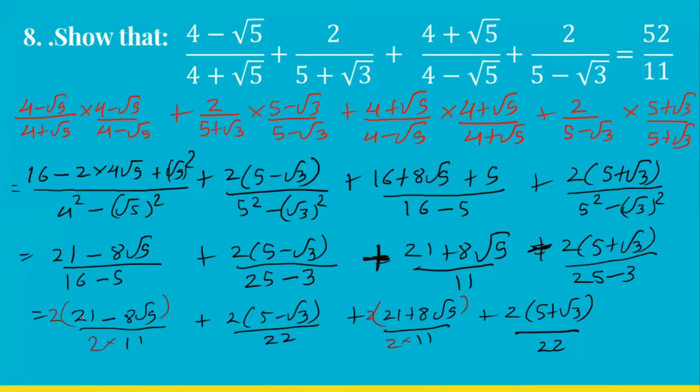So when I do this, I find this as 21 into 2, I'm getting 42 minus 16 root 5, plus 2 5s are 10, minus 2 root 3, plus 2 into 21 is 42, plus 8 root 5, plus 2 5s are 10, plus root 3. This all divided by 22. Got it? So here when we look at the numerator, what all are we able to simplify?